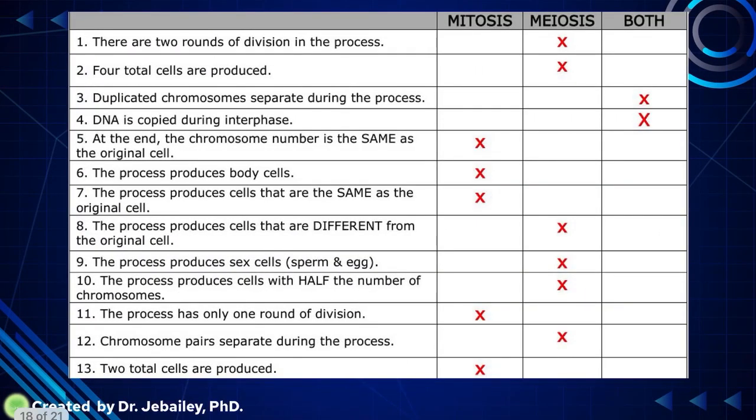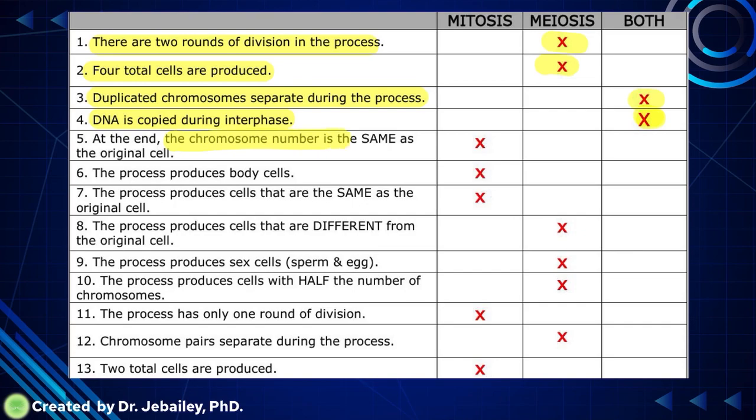So here is the most important thing. There might be questions which ask you to compare, distinguish, contrast the whole thing between meiosis and mitosis. And this is a perfect chart with a full summary of all the possible answers you can have for this question. So let's go through. The first one, there are 2 rounds of division. The only one that has 2 rounds is meiosis. 4 total cells is only meiosis. Duplicate chromosomes separate during the process. Now they do duplicate both of them. DNA is copied during interphase. They both duplicate before they start.